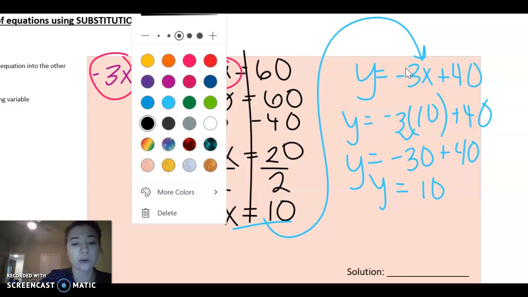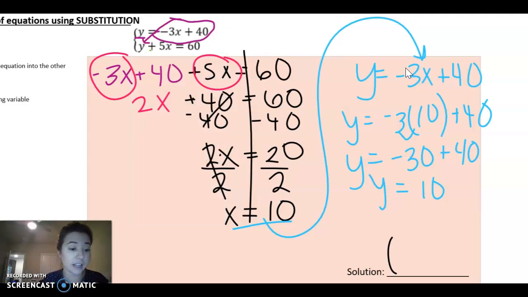And then to end it, you write it as an ordered pair, because again, when you think solve a system, I want you to think, oh, that's the point at which they intersect. A point on a graph is an x and a y written like this. So we're going to write our x value and then our y value. And there we go.